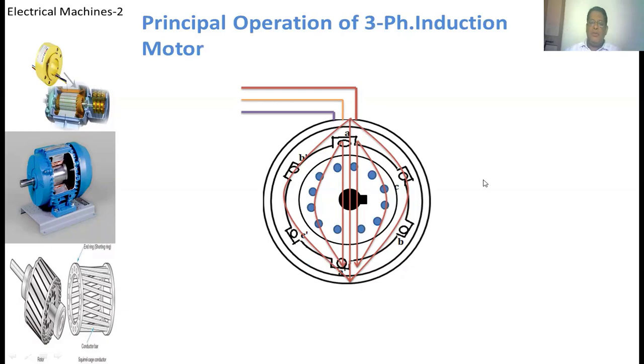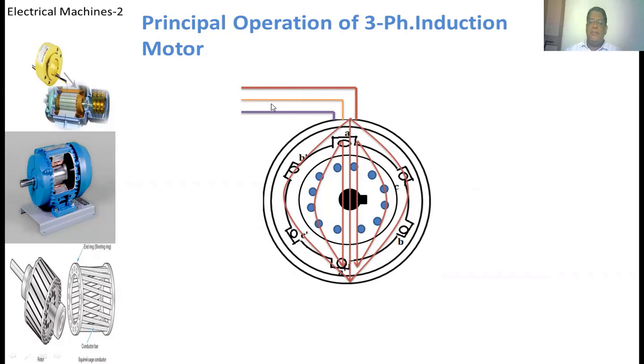In case of an induction motor, the stator winding consists of a three-phase winding, which is displaced in space by 120 degrees. On the rotor, bars are there, and those are short circuited. The stator winding may be connected in star or delta. Outside, we have three terminals. To these three terminals, we apply the three-phase supply.